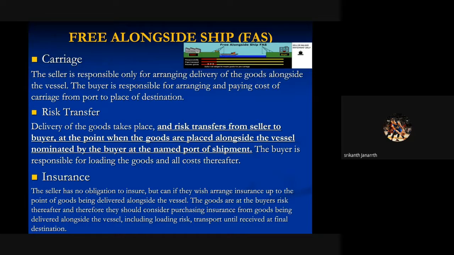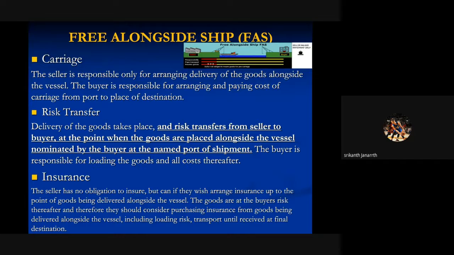Okay, the seller is responsible only for arranging delivery of the goods. You can see here the seller is responsible for arranging delivery of the goods alongside the vessel. So what is here? Alongside the vessel, you keep the container ready. So you don't contract for carriage, the main carriage. So you say free alongside the ship. My price is up to keeping the container alongside the ship. From there onwards, the buyer has to take the entire thing, including freight, everything the buyer has to do. So here the seller keeps the container ready alongside the ship, right?